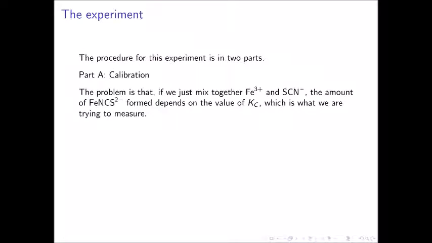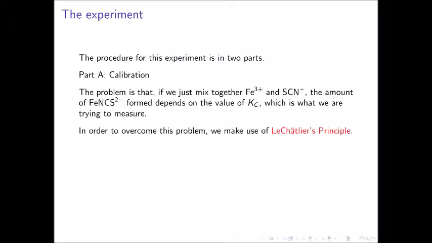There is one major problem that we have to correct for. If we just mix together some concentration of iron 3+ and thiocyanate ion, the amount of the complex that is formed depends explicitly on the value of Kc. But since that's what we're trying to measure, we don't know the value of Kc up front.